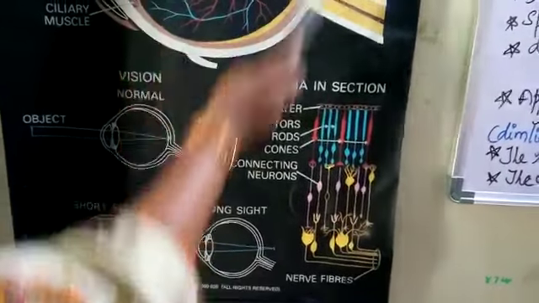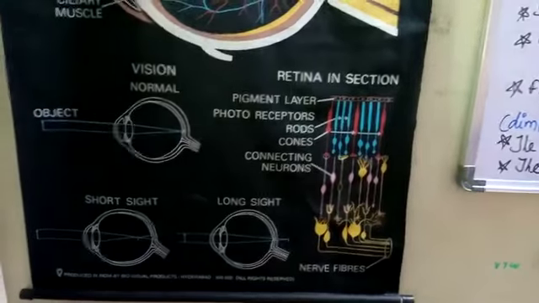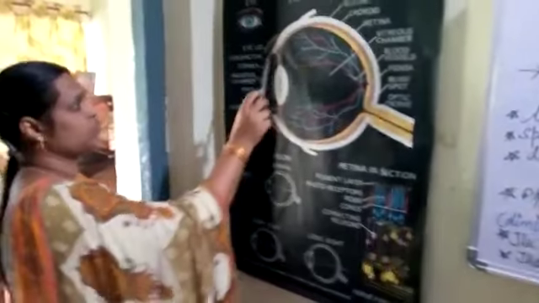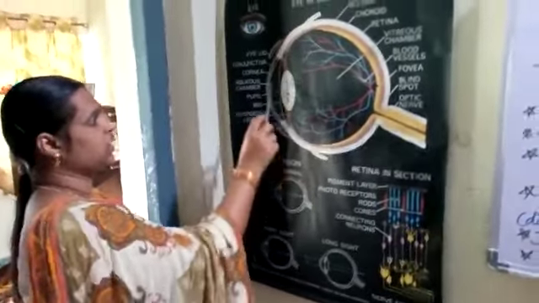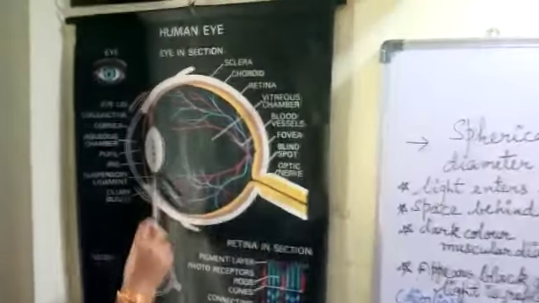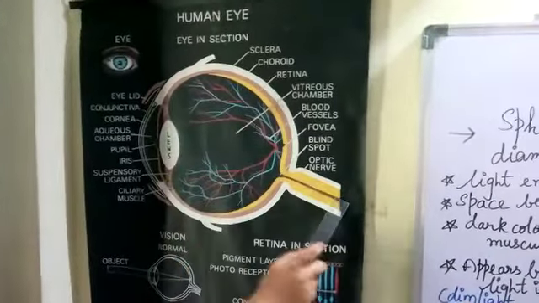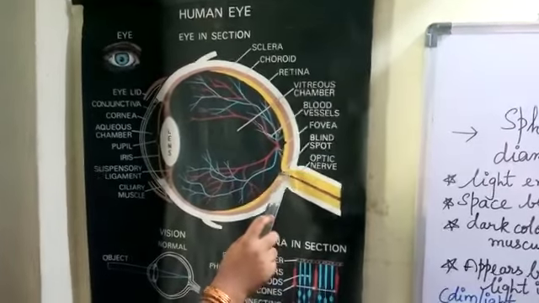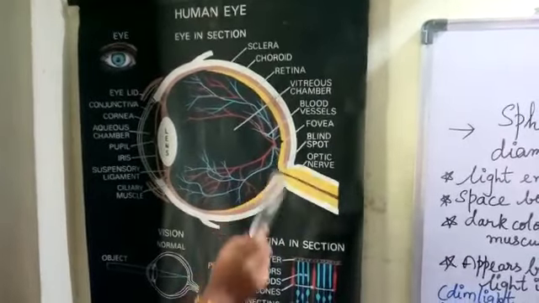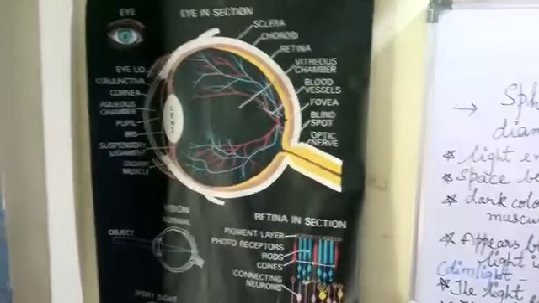So this is about the human eye and its parts. Children, I think you have understood the parts of the human eye. Once again, we have cornea, then pupil, then iris, ciliary muscles, lens, retina, optic nerve, and the blind spot. And in the retina, we have two different types of cells, that is rods and cones.